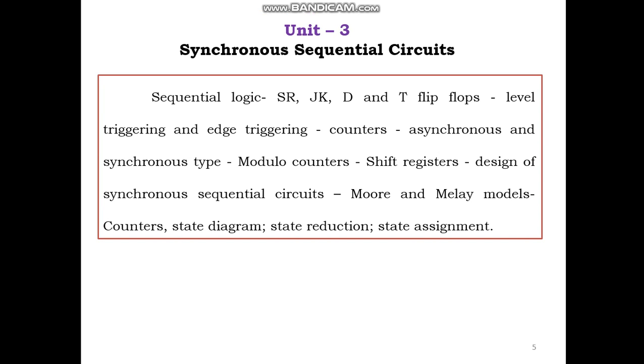Synchronous sequential circuit. Sequential circuits, as we already know, are circuits whose output depends on the present input as well as the past output. Sequential circuits have two types. One is synchronous sequential circuit, another one is asynchronous sequential circuit.